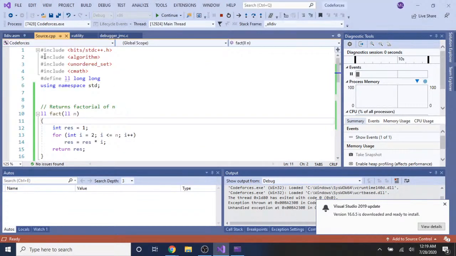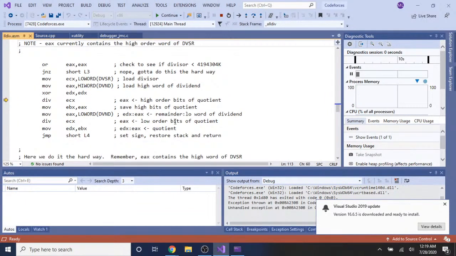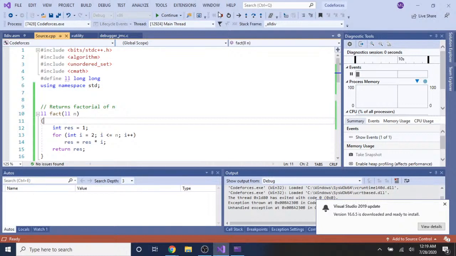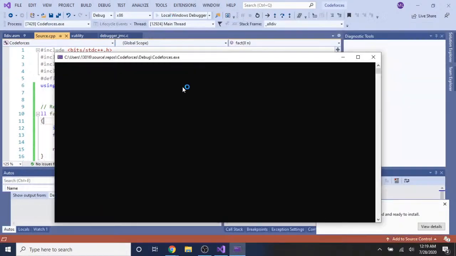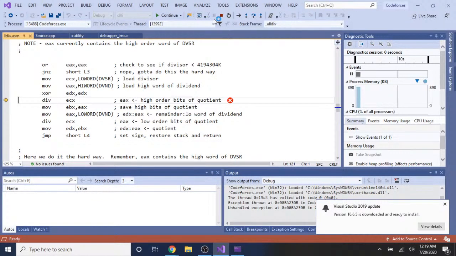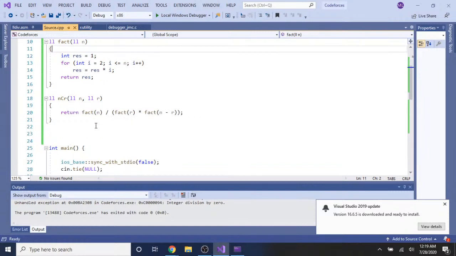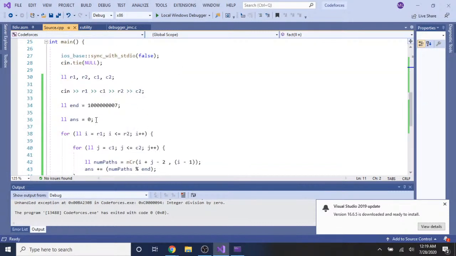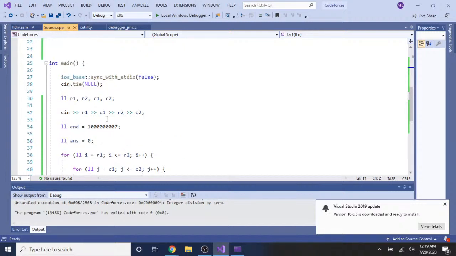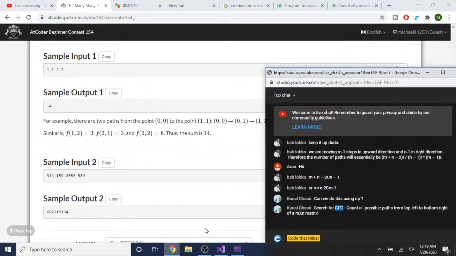What am I getting division by 0? It's cool that you can look at the assembly. Whoa, look at all this assembly. Anyway, how is there division by 0? How am I dividing by 0? N plus n, i plus j minus 2, C i minus 1. Let's look at this problem again.